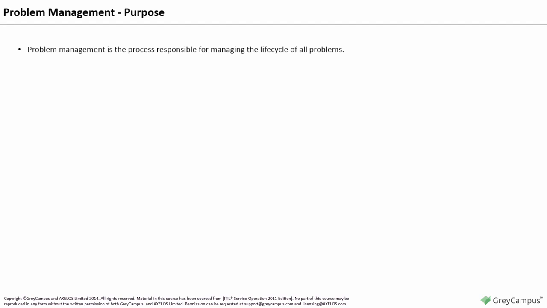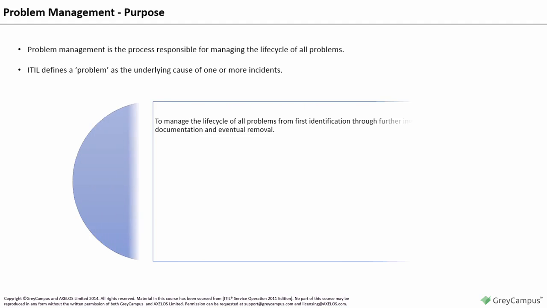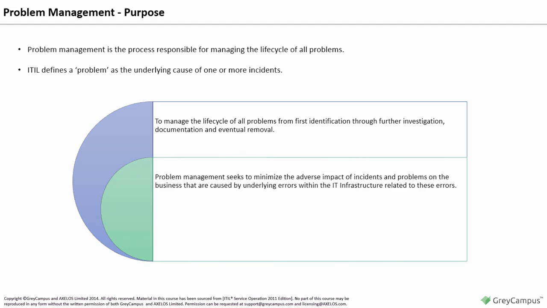Problem management is the process responsible for managing the life cycle of all problems. ITIL defines a problem as the underlying cause of one or more incidents. The purpose of problem management is to manage the life cycle of all problems from first identification through further investigation, documentation, and eventually removal. Problem management seeks to minimise the adverse impact of incidents and problems on the business that are caused by underlying errors within the IT infrastructure and to proactively prevent recurrence of incidents related to these errors.